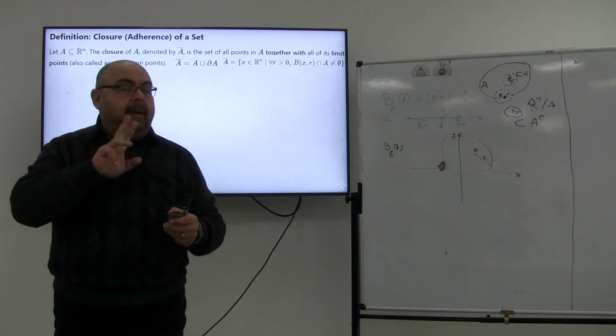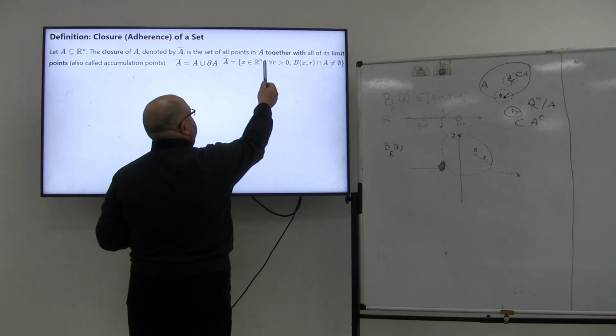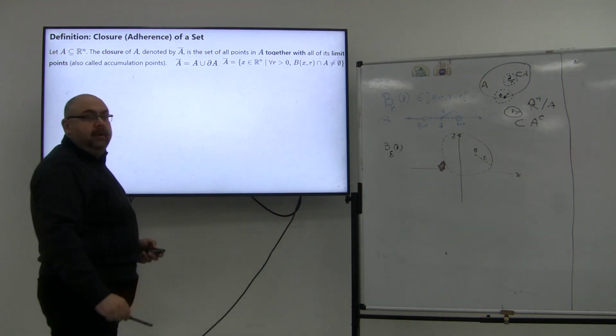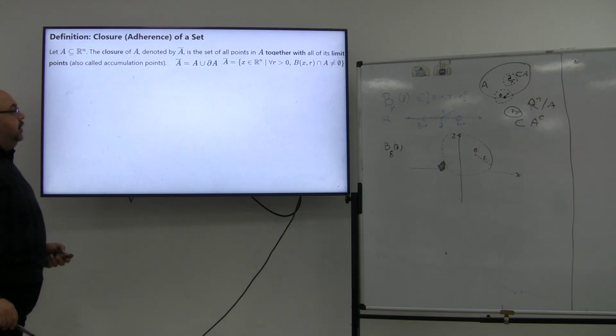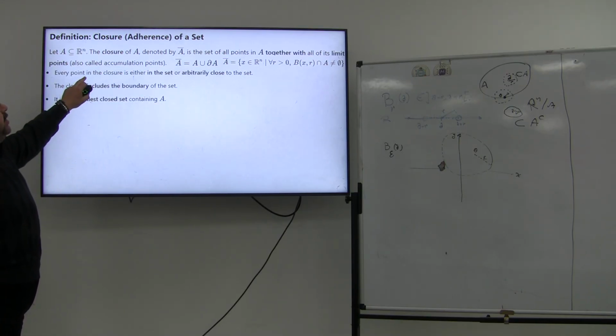The interior and the boundary together. Of course, here once more, A bar is equal to the set of X belonging to Rn such that for every r greater than 0, the ball intersection A is not equal to phi. Every point in the closure is either in the set or arbitrarily close to the set. This is the meaning I am telling you about.